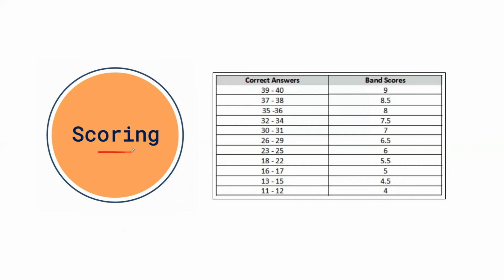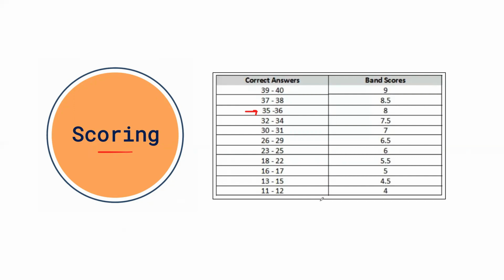There isn't that much to say about scoring, just that there are your correct answers on the left-hand side of this table and the corresponding band score on the right-hand side. Now, this is from IELTS. We don't know the exact formula of their scoring in general for the entire exam, but if you practice at home and you get 35 questions correct, for example, you can put yourself at a band 8. And these correct answers correspond to the answers that you get correct.